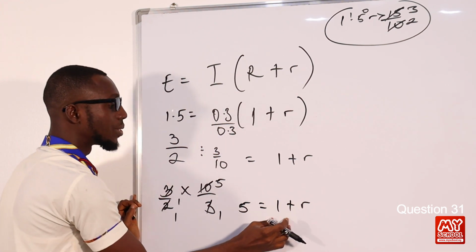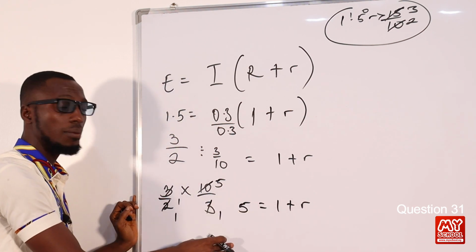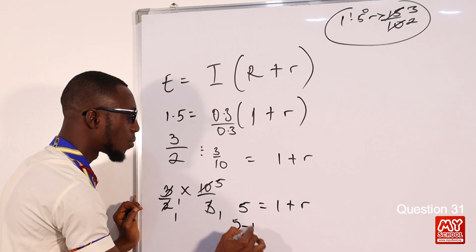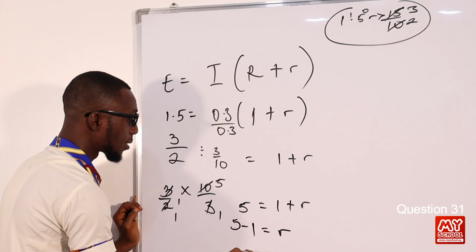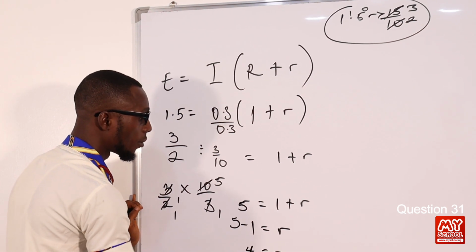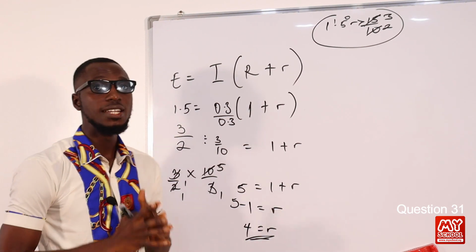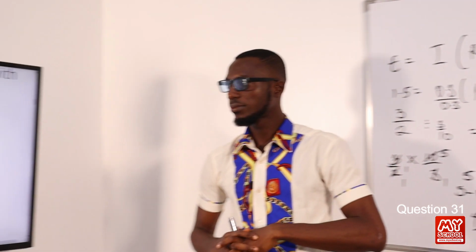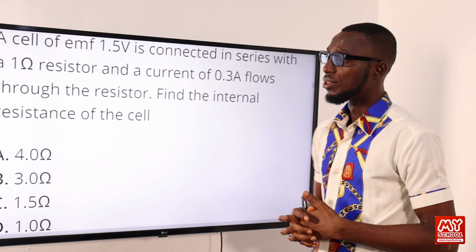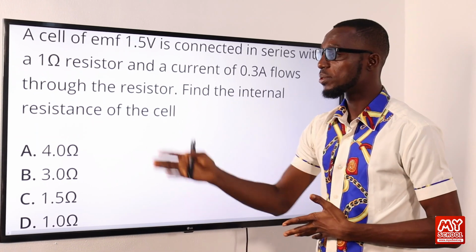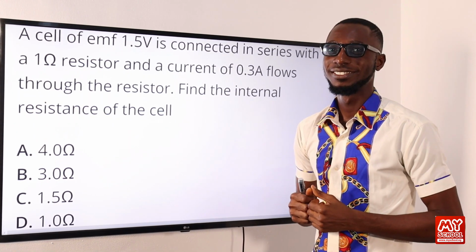We send this one to the other side, it becomes negative. So that means 5 minus 1 equals R. That implies R equals 4, or 4 equals R. So 4 ohms. Let's see if we have the value 4 in the options provided. We find that in option A. So option A is the correct option.